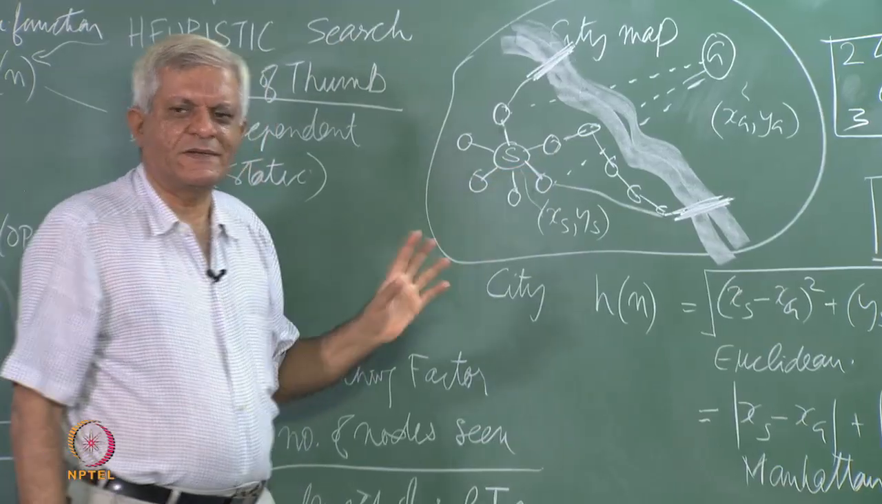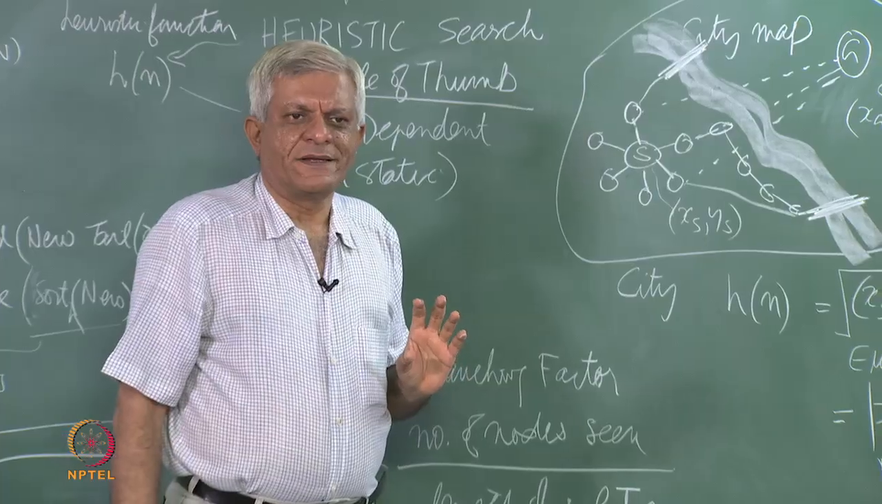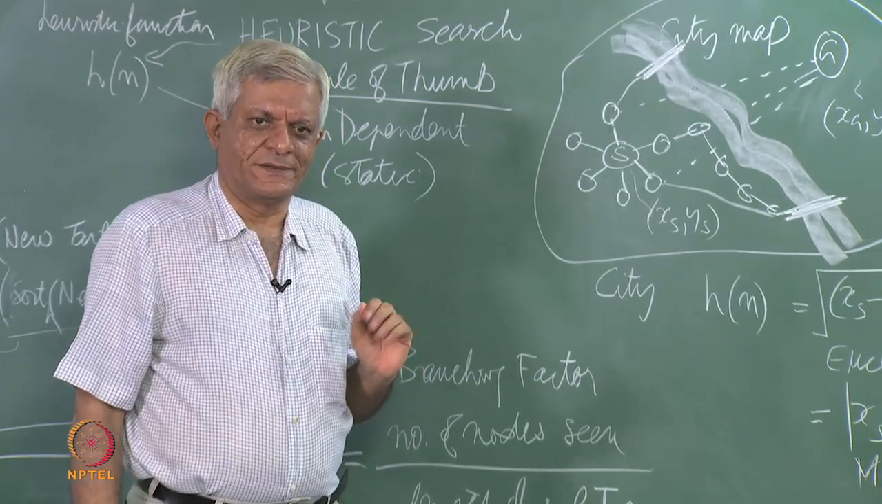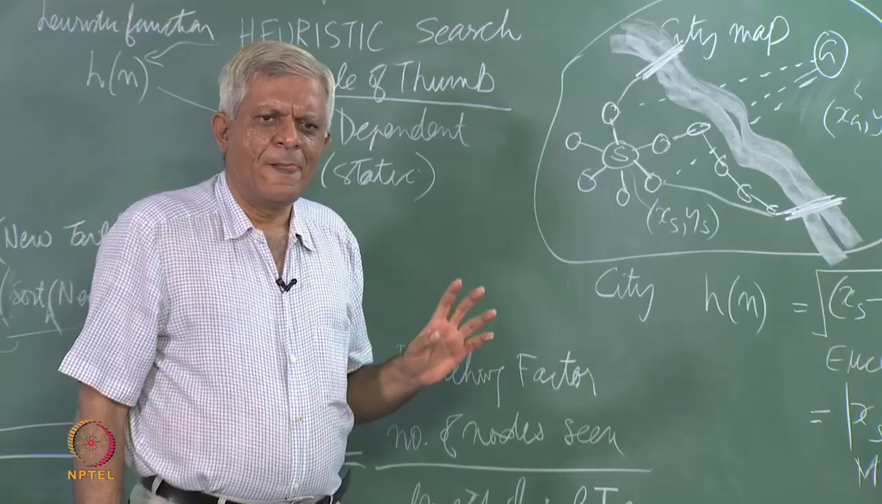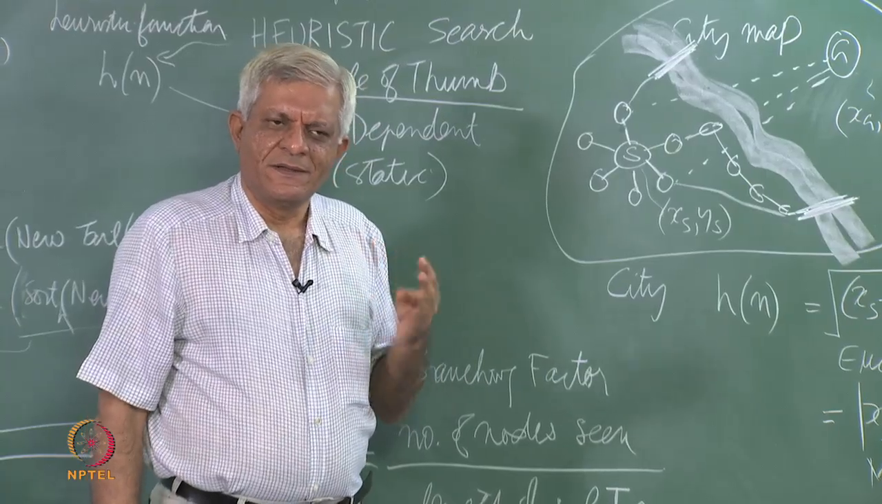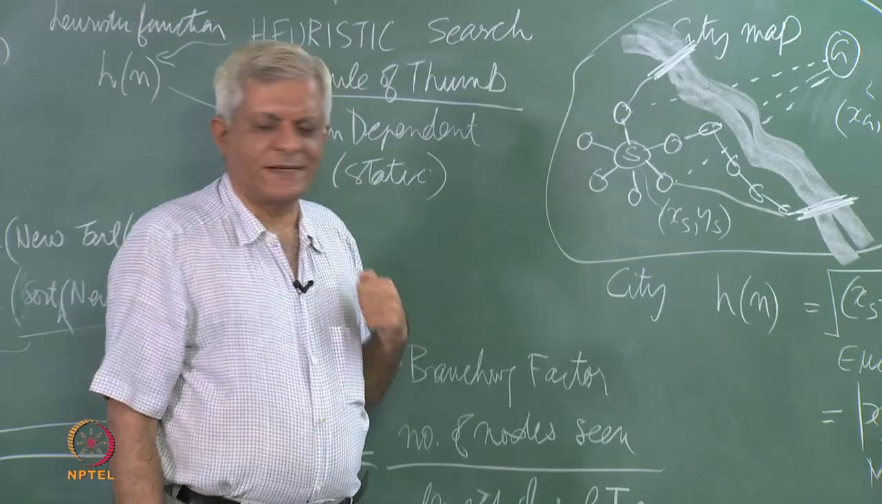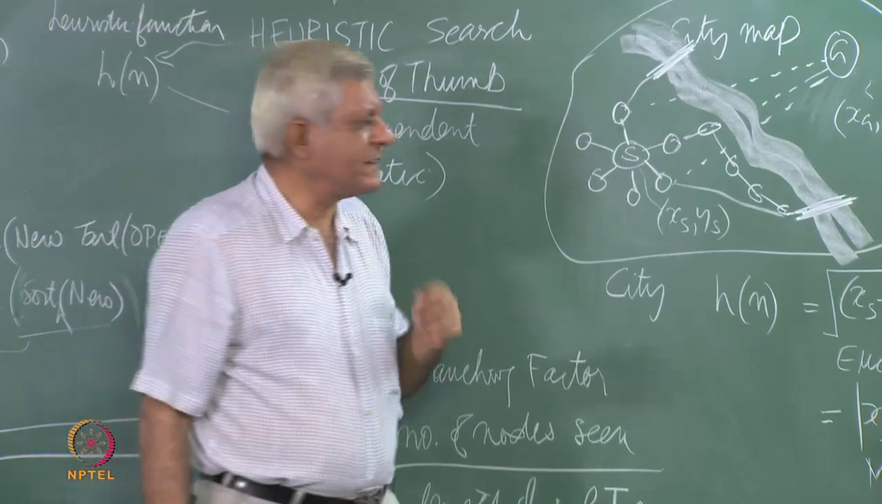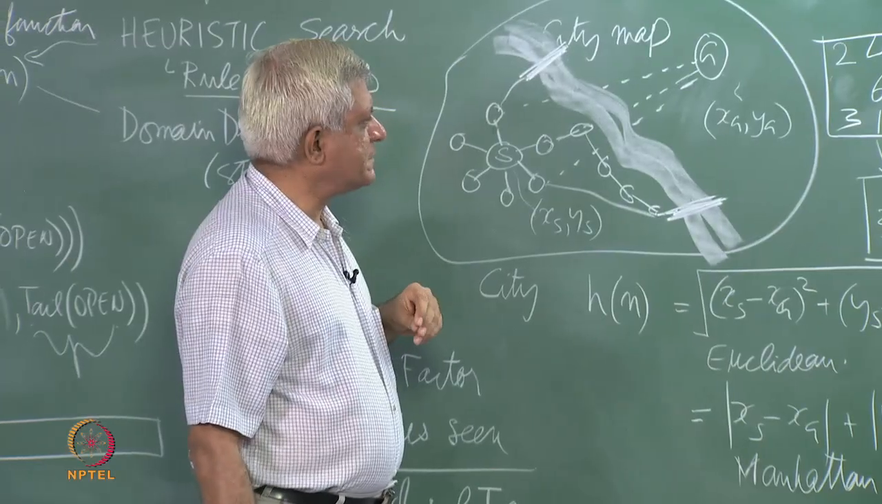So, in that sense heuristic functions are fallible, it is not necessary that they will give you the best. We will in the next class look at another example to see how a heuristic function can be misguided in some sense, and we will discuss that in a little bit more detail.